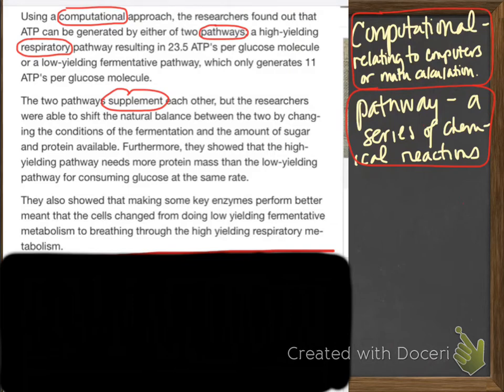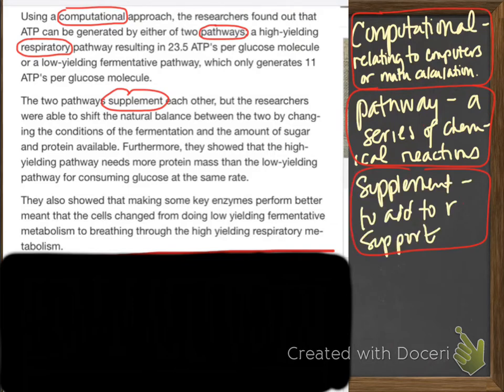The two pathways supplement one another. Supplement, to add to or support. But researchers were able to shift the natural balance between the two by changing the conditions of the fermentation. The chemical process cells use to make energy, and the amount of sugar and protein available. Okay, well, I know what those are. Furthermore, they showed that the high-yielding pathway, is that one, needs more protein mass than the low-yielding pathway. Oh, so the cells need more protein if they're going to make more ATP.